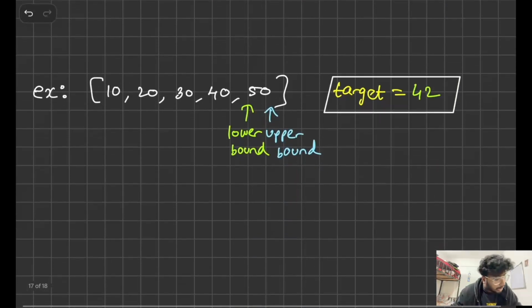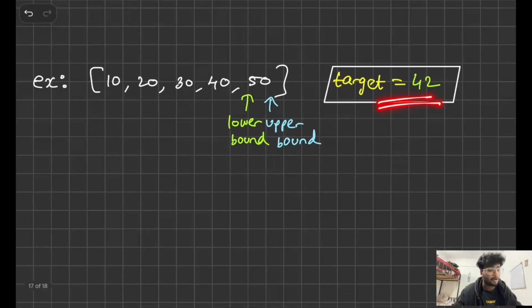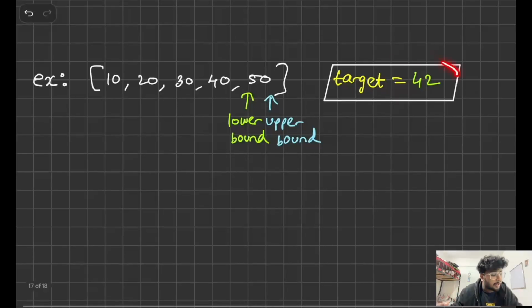In this case, I have my target equal to 42 and we have the same array. If my target is 42, I can see that my target does not exist in the array. So what does lower bound return? It returns an iterator to an element which is equal to or greater than the target. 42 does not exist in our array, so we will return an iterator to something greater than 42, which is 50 here. And similarly, upper bound returns just the greater than target iterator, so it would be 50 again.